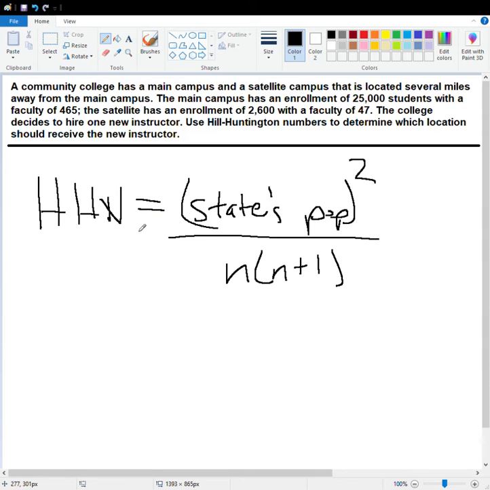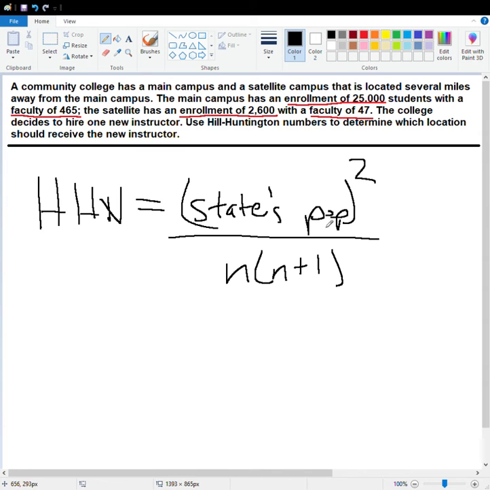Now that we have this, let's take a look at the problem and try to identify what's important. Obviously it's a word problem and we have some numbers here. I think those will be important. So let's get the main campus: we have enrollment of 25,000 as well as faculty of 465. And we'll get the satellite too. The satellite campus enrollment is 2,600 as well as faculty of 47. It doesn't look like there's anything else important enough to highlight, so we'll stick with that.